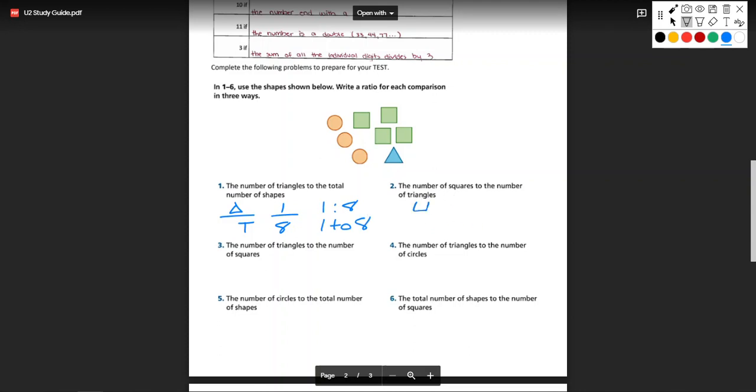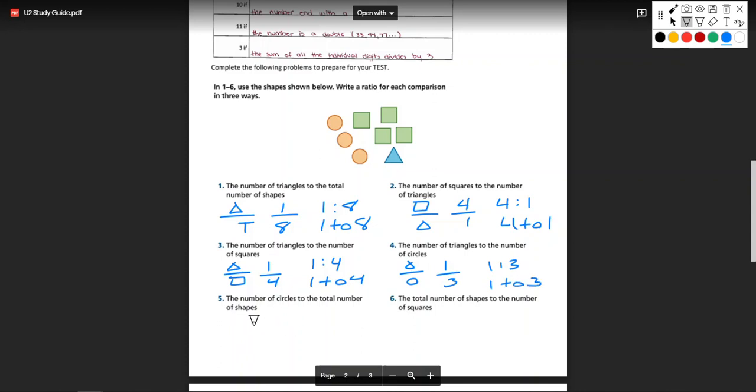The number of squares to the number of triangles. There are 4 squares to 1 triangle, so 4:1, 4:1. The number of triangles to the number of squares. There's one triangle to 4 squares, so 1:4 and 1:4. The number of triangles to the number of circles. There's one triangle to 3 circles, 1:3, 1:3. The number of circles to the total number of shapes. There are 3 circles to 8 total shapes, so 3:8 and 3:8.